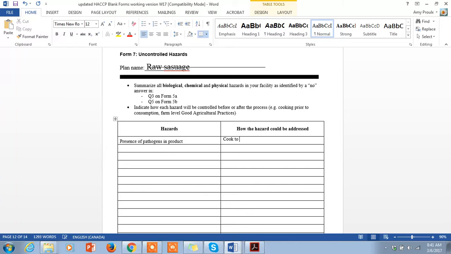Cook to internal temperature of 71 Celsius? Whatever the relevant internal temperature is for the class of product that you're working with. So cook to internal temperature. In general, Form 7 is almost exclusively the domain of hazards that need to be cooked out.